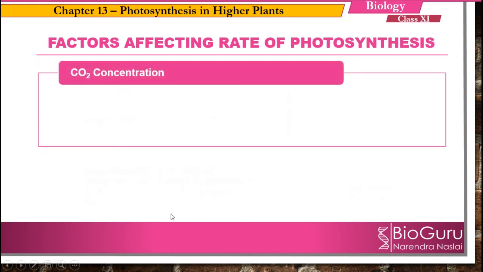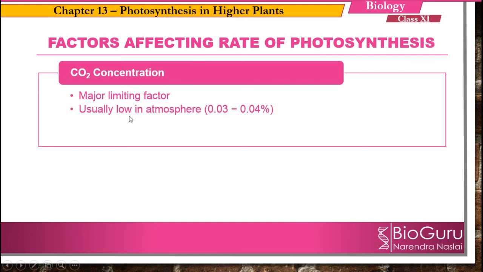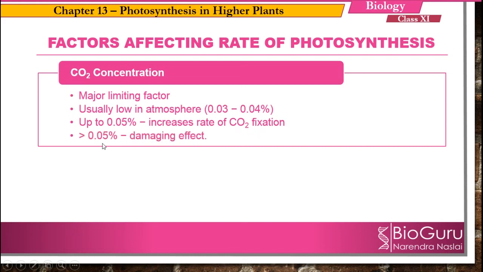Moving to the next factor, that is carbon dioxide concentration. Carbon dioxide concentration is considered a major limiting factor. Usually carbon dioxide is low in the atmosphere, that is 0.03 to 0.04 percent. Up to 0.05% there is an increase in the rate of carbon dioxide fixation. Beyond 0.05% it shows a damaging effect.